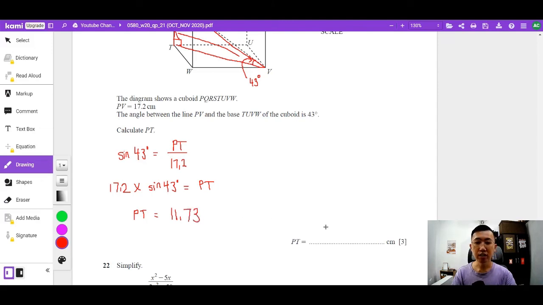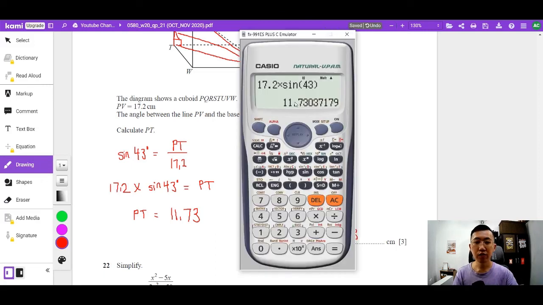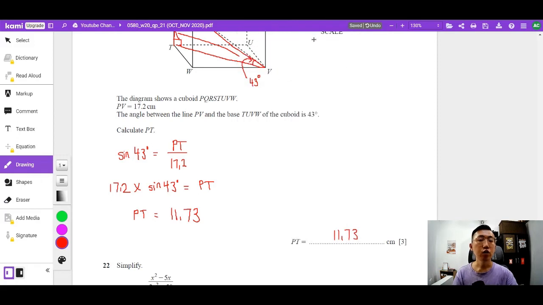11.73. Okay, so that is the final answer, 11.73. Remember, for IGCSE, when you have a lot of numbers on your calculator screen, always try to give a minimum of 3 significant figures. So I give 4. That is actually good enough. Yeah, better than 3 significant figures.